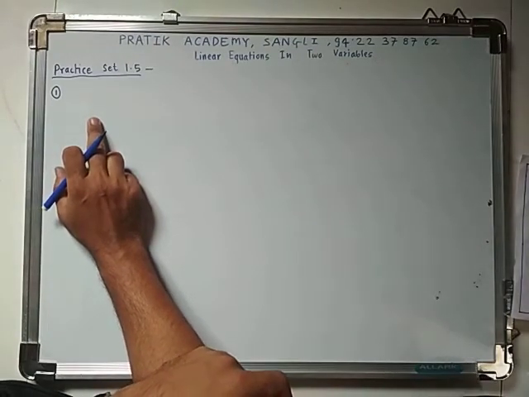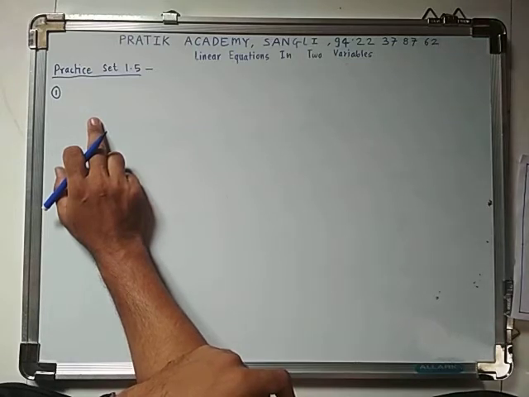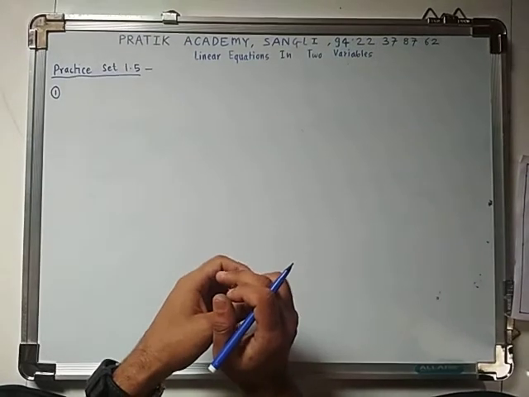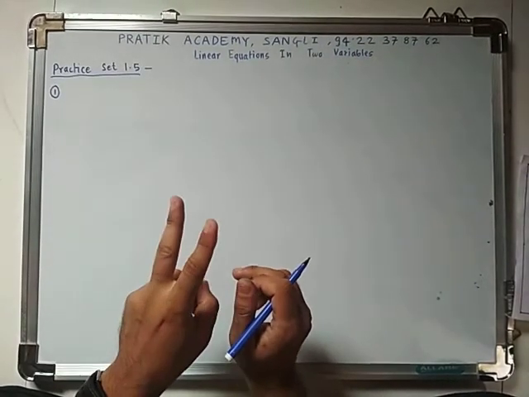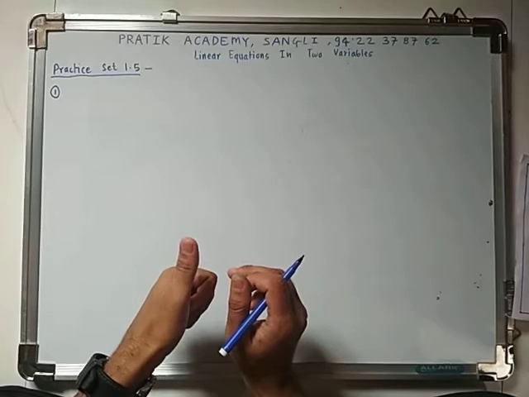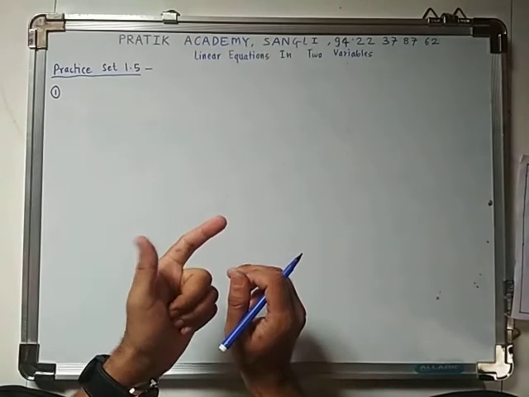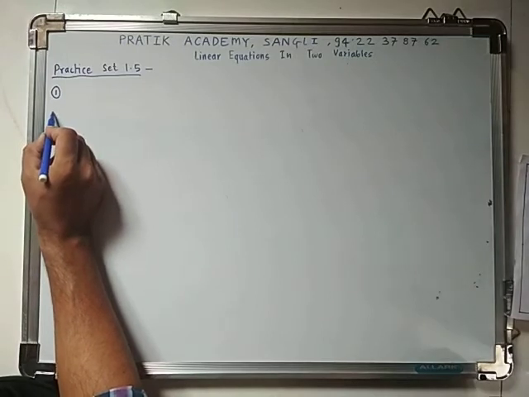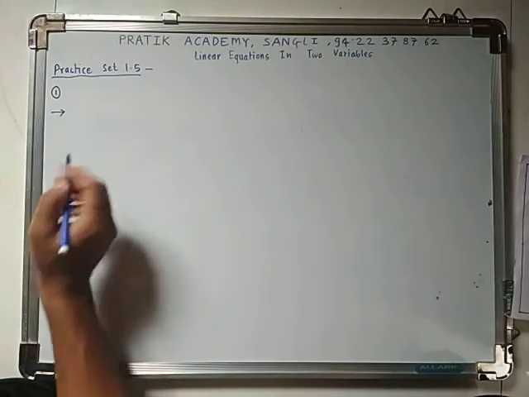The statement is: two numbers differ by 3. The sum of twice the smaller number and thrice the greater number is 19. Find the numbers. So in this problem we have to find two numbers. One number is smaller and the second number is greater. So let's assume two variables for these two numbers.